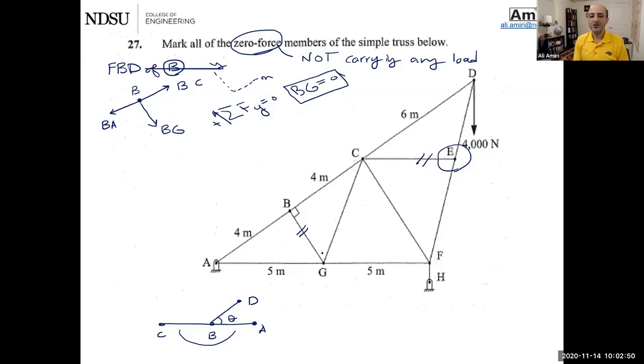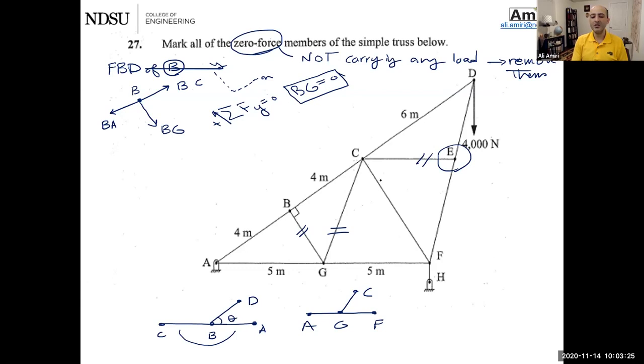Okay, BG, if they're not carrying any load, you can remove them from the truss. Okay, if I remove member BG, what happens to GC? Isn't that the same thing here? See that? Because BG is 0, as if it doesn't even exist. So therefore, this is another 0 force member.